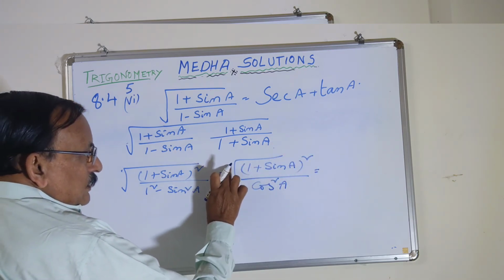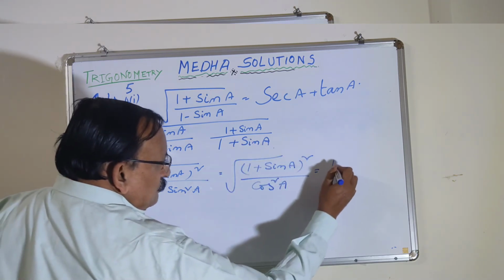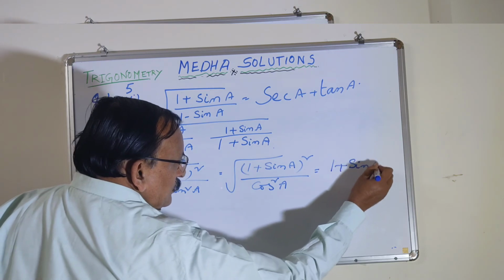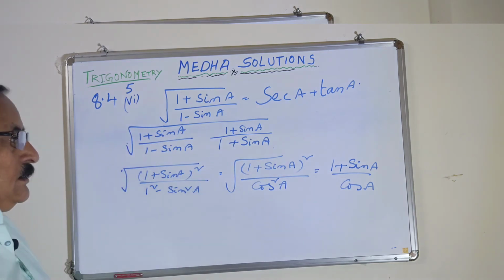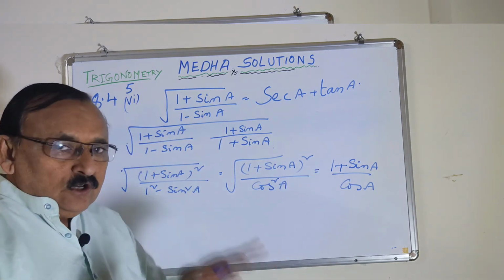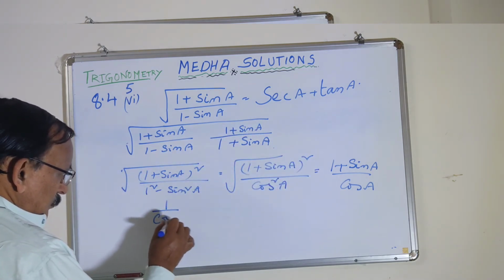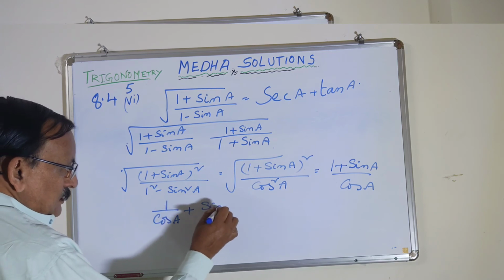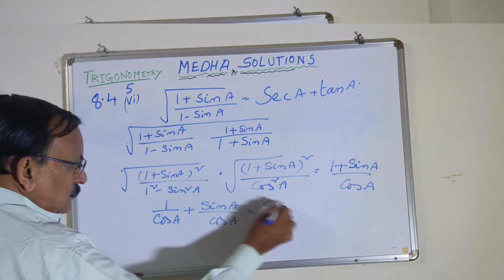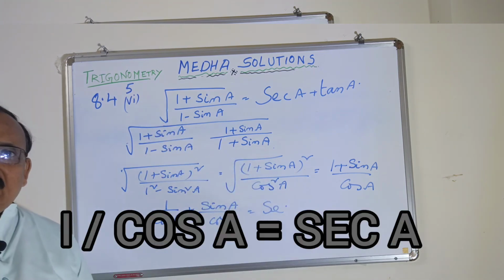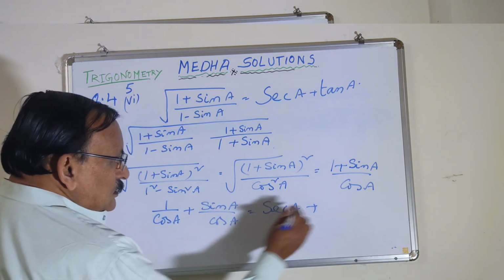So here the square root of 1 plus sin A whole square, the square and root cancel, and the square and root of the denominator also cancel. We get 1 plus sin A by cos A. Now cos A is the whole denominator of this numerator 1 plus sin A. So split the fraction: 1 by cos A plus sin A by cos A. Now 1 by cos A is equal to sec A, because cos and sec are inverse functions. Sec A plus sin A by cos A is equal to tan A.